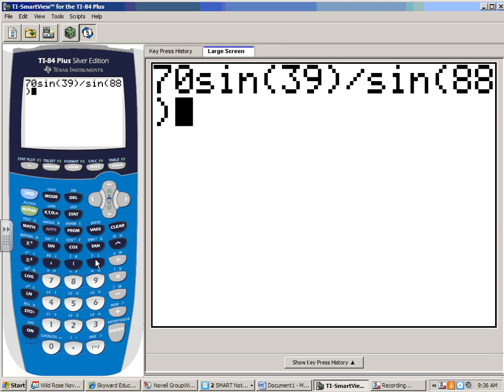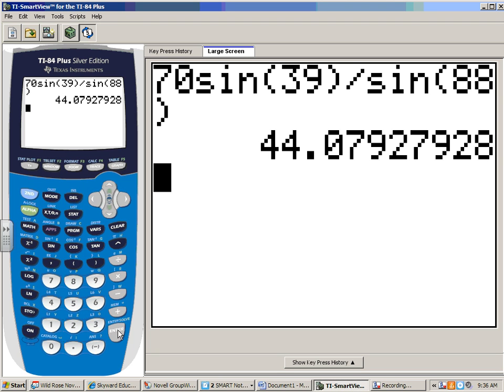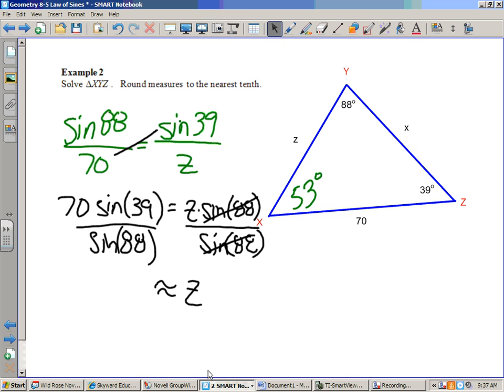And hopefully you got less than 70. What do you think? I said, why? Because the angle's smaller, right? Oh, 44, and now if you had to round this one, it'd be 44.1. Yep. And so go back and put approximately 44.1. So you go over here to Z to do 44.1.